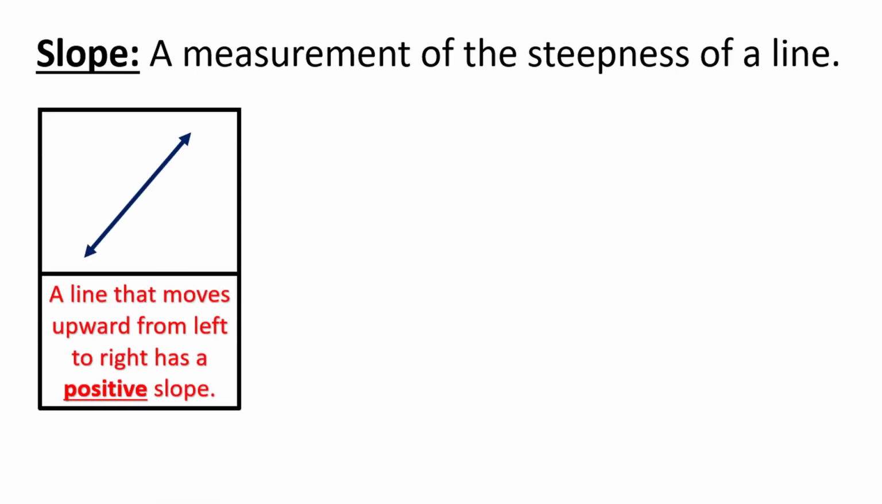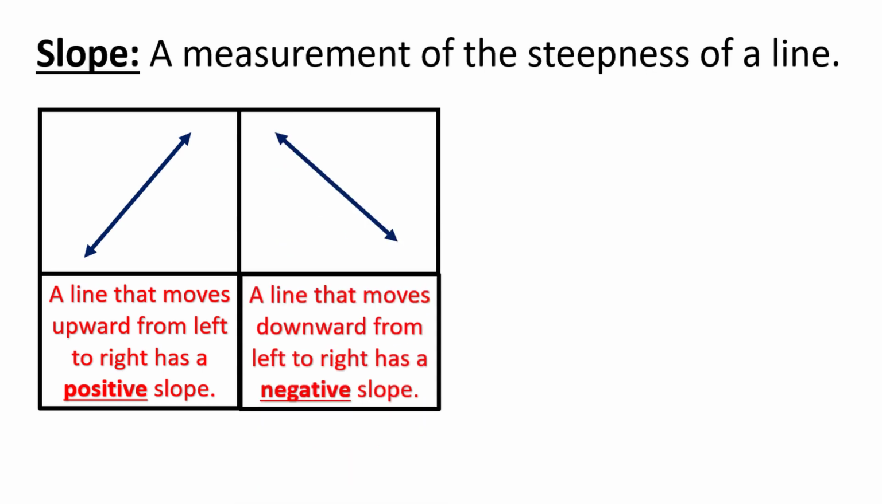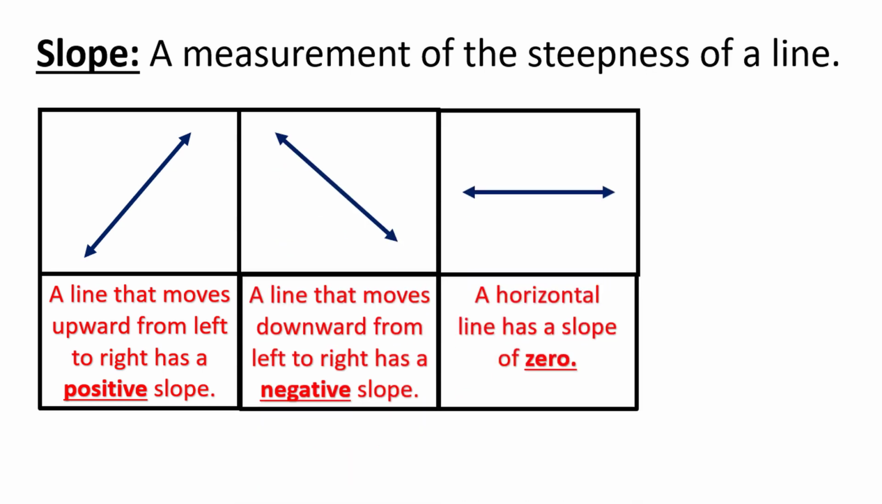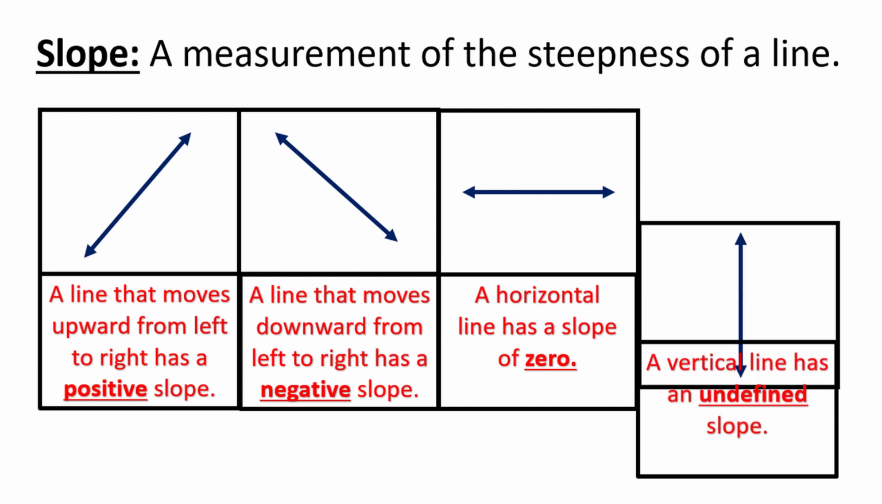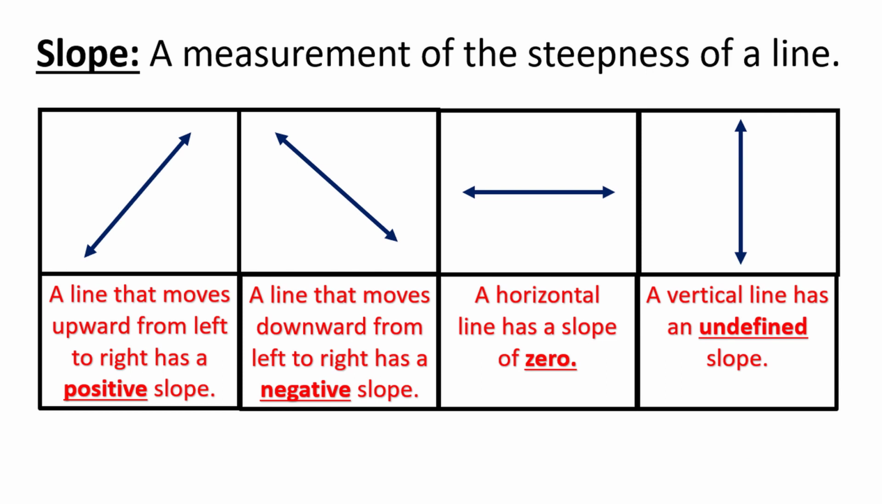The slope of a line measures how steep that line is. A line that moves upward from left to right has a positive slope. A line that moves downward from left to right has a negative slope. A horizontal line has no steepness and therefore has a slope of 0. We classify a vertical line as having an undefined slope.